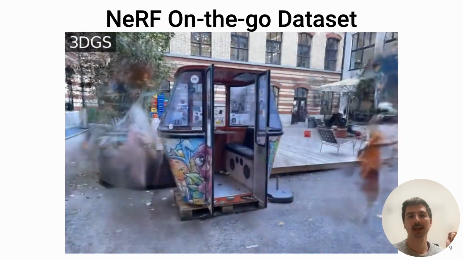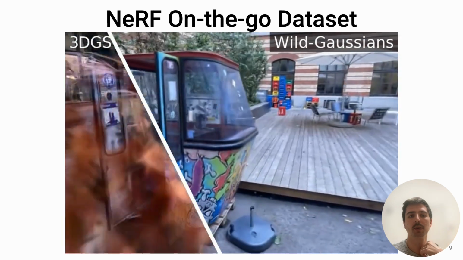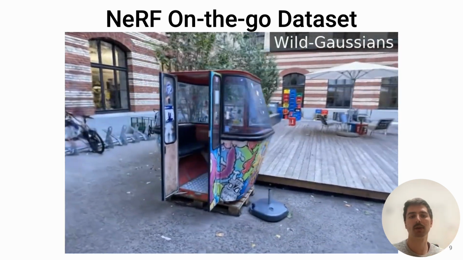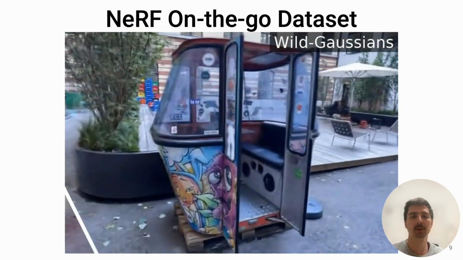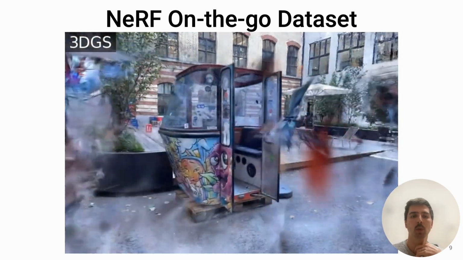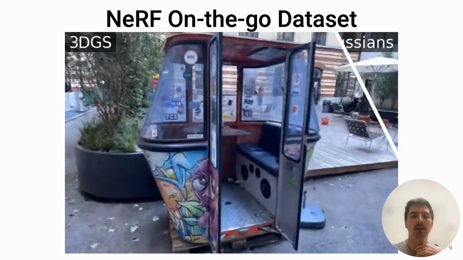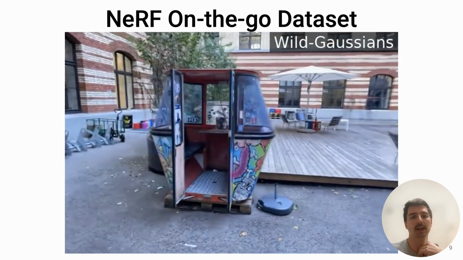So let's take a look at some results. Here we show the results on the NeRF On-the-go dataset, and on the left you see the NeRF On-the-go method. Then you see the 3D GS method on this data, and on the right you see WildGaussians, and you see how WildGaussians removes all these floaters while keeping the rest intact.